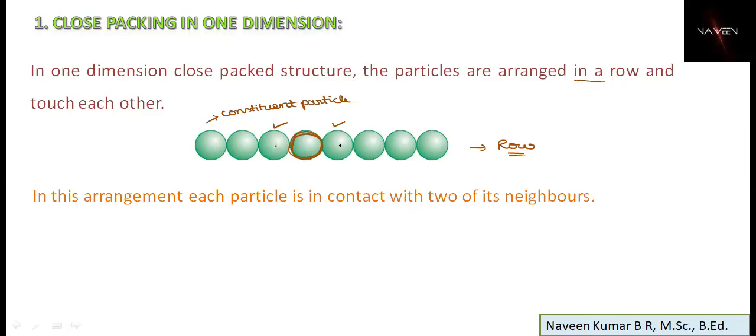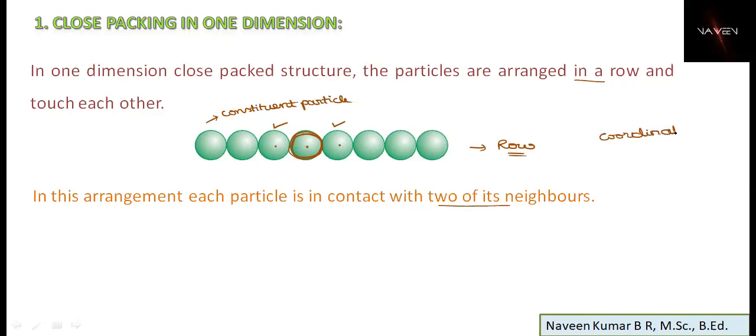So whatever particle you take, on the left side there is a contact with one particle, and on the right side there is a contact with another particle. Hence each particle is in contact with two of its neighbors. That is the significance in one dimension arrangement. Such neighboring particles give an important definition term to understand in solids, which is coordination number.